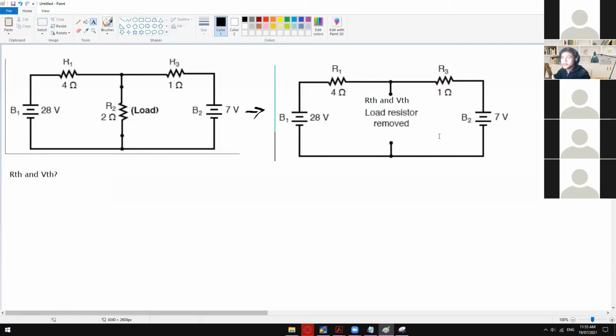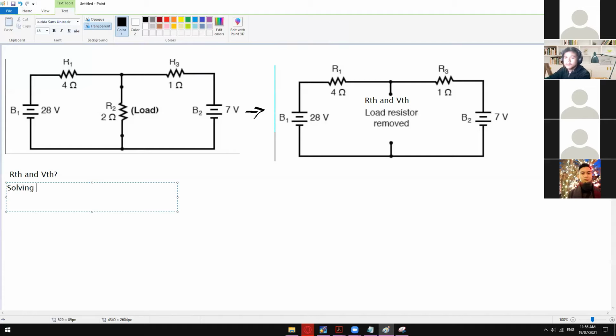So I hope we're clear with that one, because some know the steps, for example on how to solve the RTH and VTH, but they don't know where to solve the RTH and VTH. So wherever your load resistor is, that is where you can find the RTH and VTH. So in this case, we're going to solve for the RTH first. Solving for RTH, we have another step that we need to do.